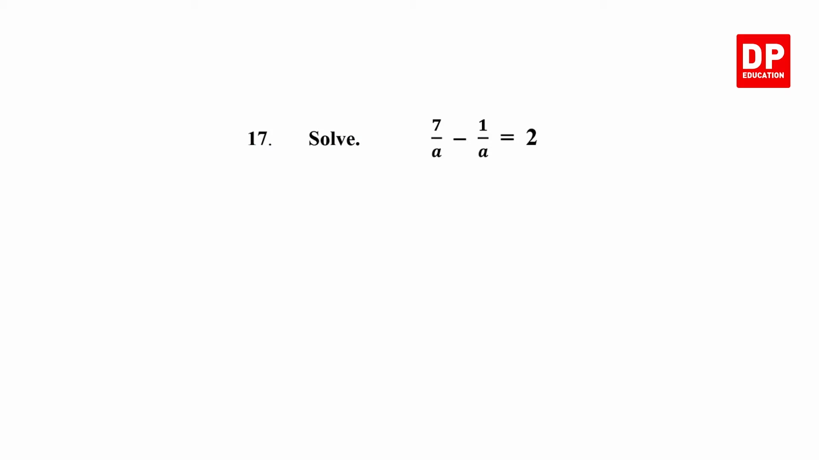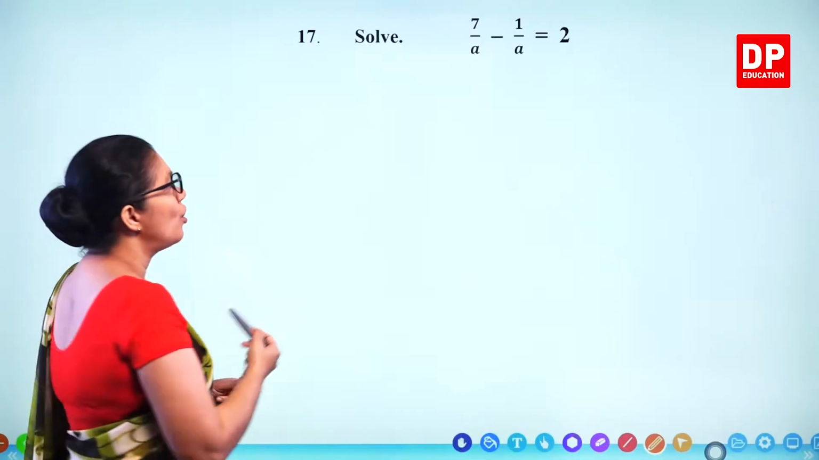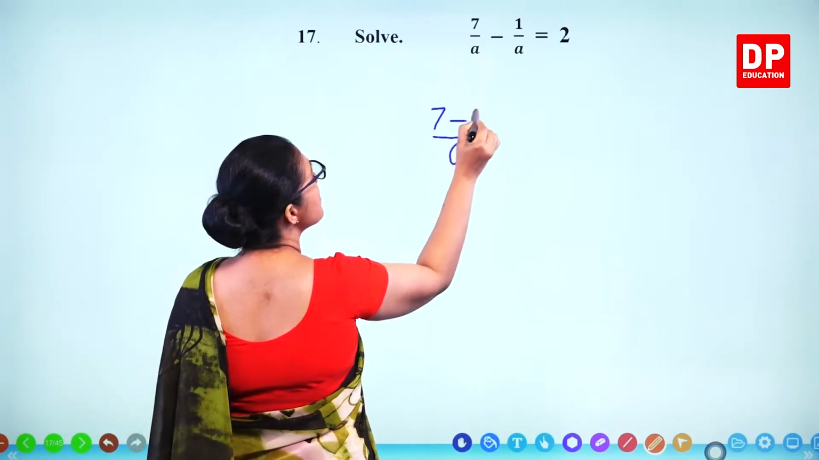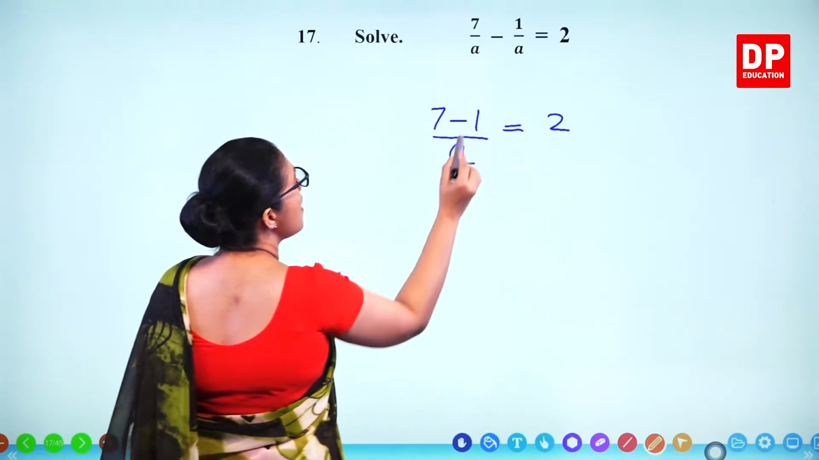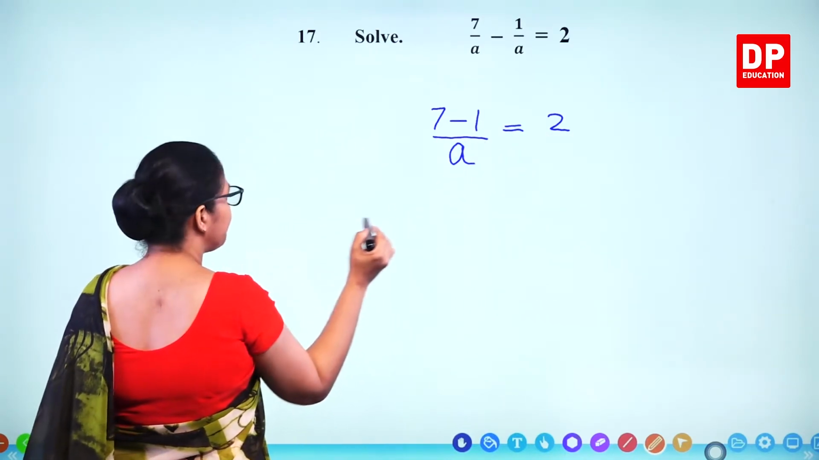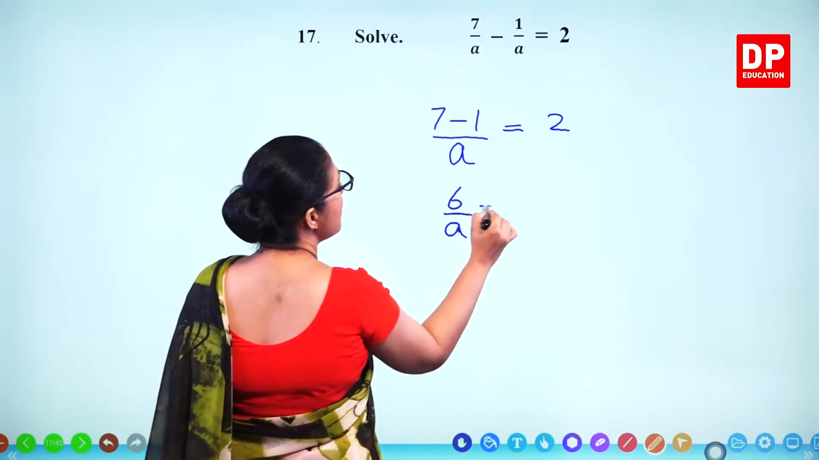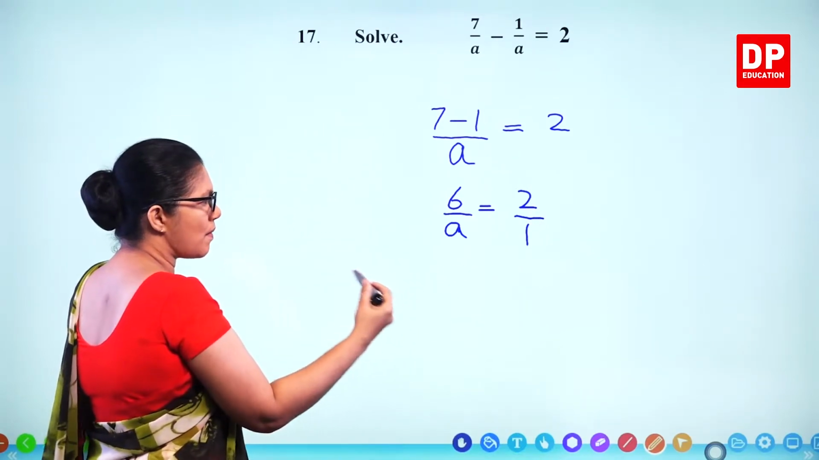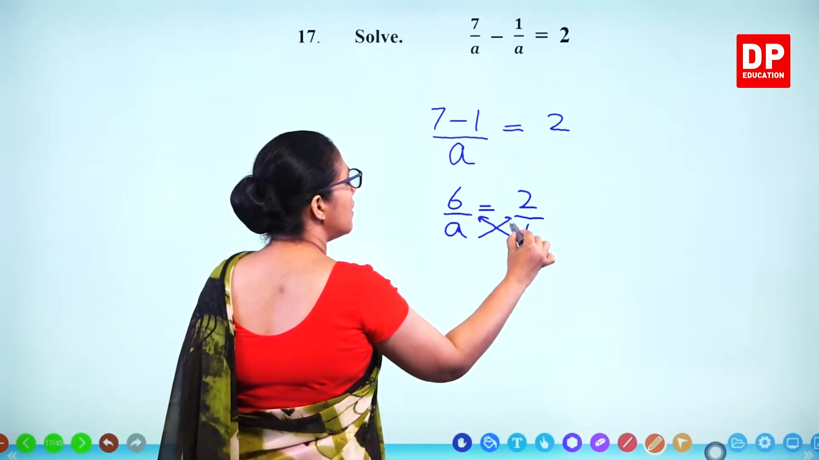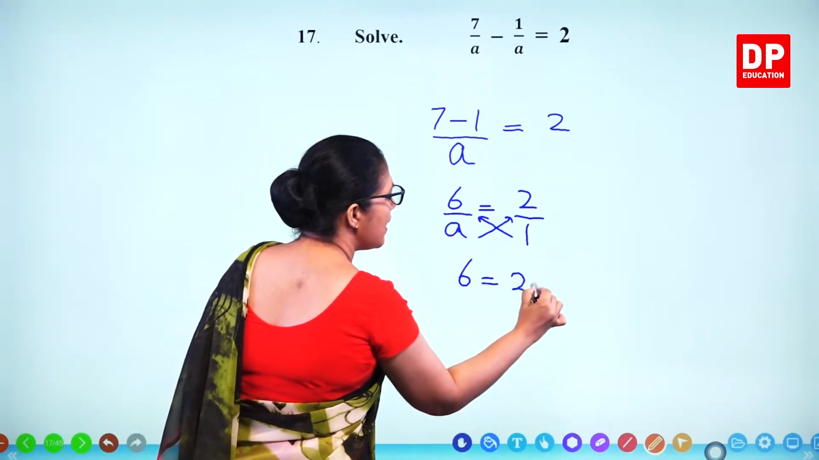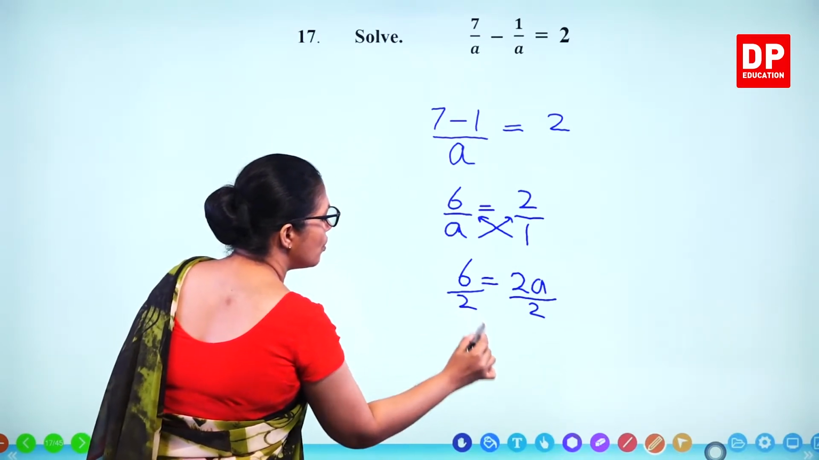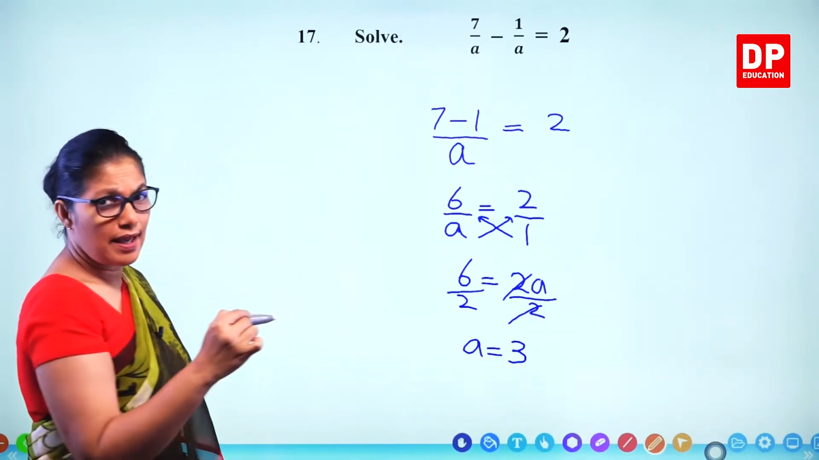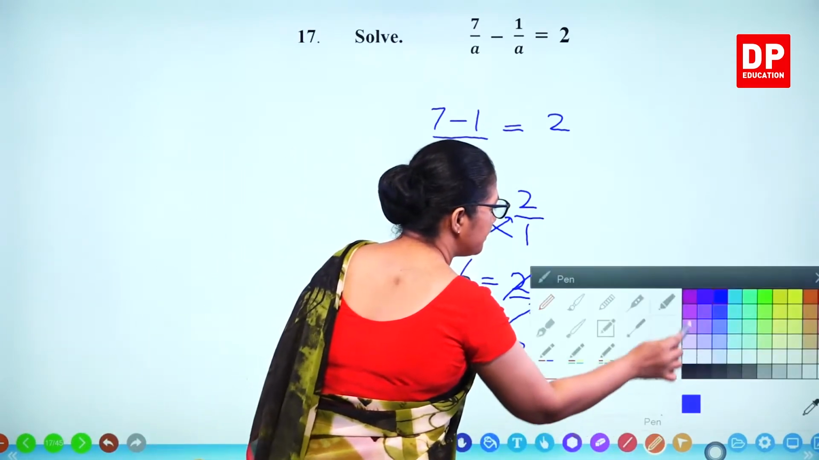Solve. 7 over a minus 1 over a equals 2. So a is the lowest common multiple. So you can straight away subtract the numerators. 7 minus 1 is 6. 6 over a equals 2. Then you can say this is like 2 over 1. Cross multiply. 6 is equal to 2a. Divide this by 2. You get a equals 6 divided by 2. That's 3. a equals 3. So 2 marks for that.